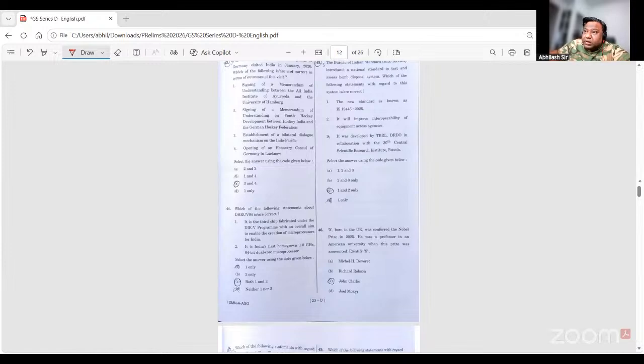Then Indo-Germany vision through the DILB program. X is born in UK, was conferred the Nobel Prize in 2025. He was a professor in an American university, and this prize was announced by X. बहुत ही बढ़िया तरीके से क्वेश्चन फ्रेम किया गया है.